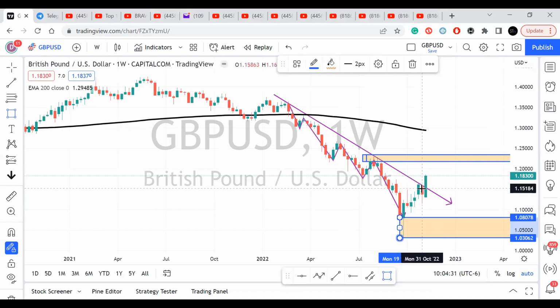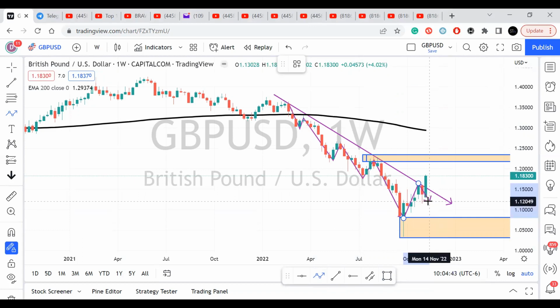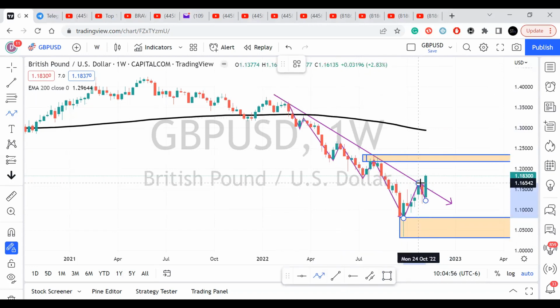And clearly right here you can also see that price made an attempt to continue the downward trend. Right, currently we're having a break of this structure. So this downward trend couldn't continue. So we now have a break of this trend line and a break of structure. Officially on the weekly time frame, GBP USD is now in a buying trend. So we're making a switch.